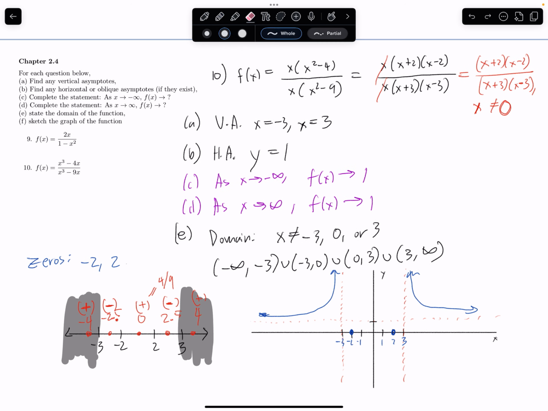Except what you actually have is a little hole there because it's not defined. So I'm going to put a little hole for myself. 4/9. So you're right there. And then you're negative going in to this 0. Positive in between. You hit that little discontinuity there, which is a hole. And then you go back down to being negative. So it looks like this. Approaching the asymptotes, right? And right there in the center, you got a little hole.